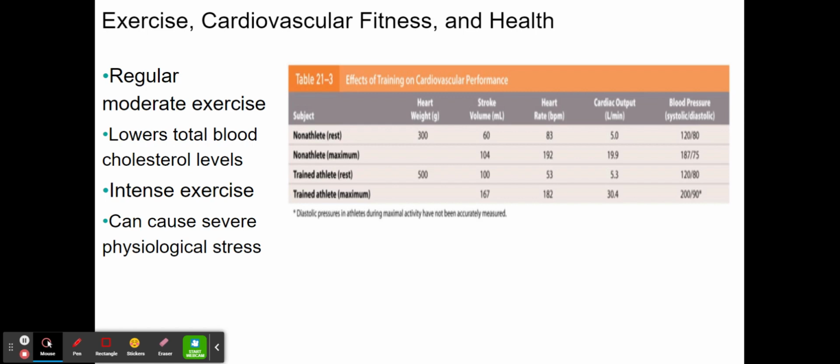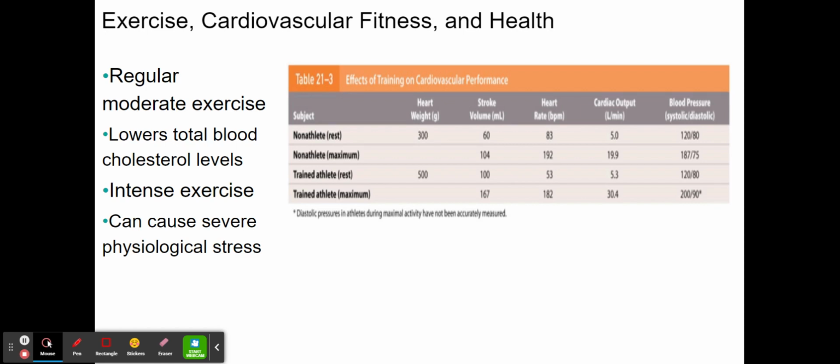Regular exercise has several beneficial effects. Even a moderate exercise routine, so jogging 5 miles a week or so, for example, can lower total blood cholesterol levels. Exercise lowers cholesterol by stimulating enzymes that help to move low-density lipoproteins, or LDLs, the bad cholesterol, from the blood to the liver. In the liver, the cholesterol is converted to bile and excreted from the body.